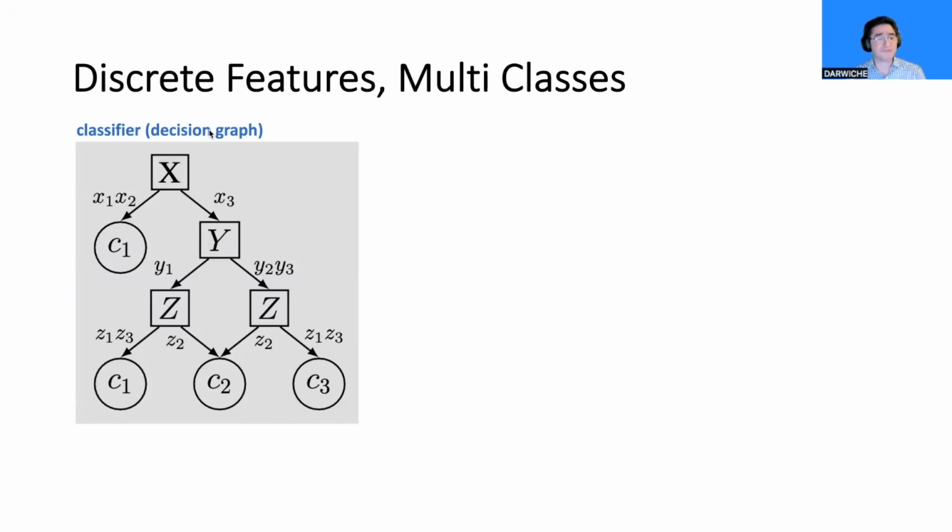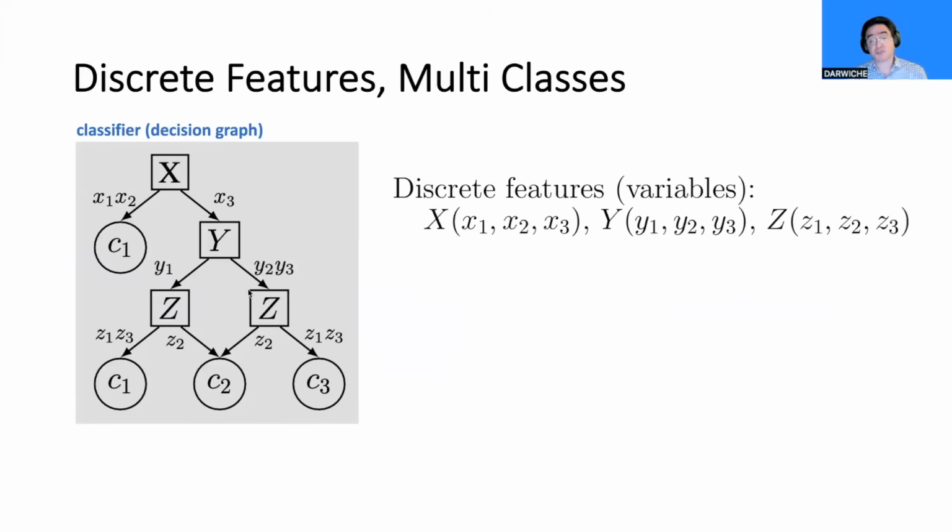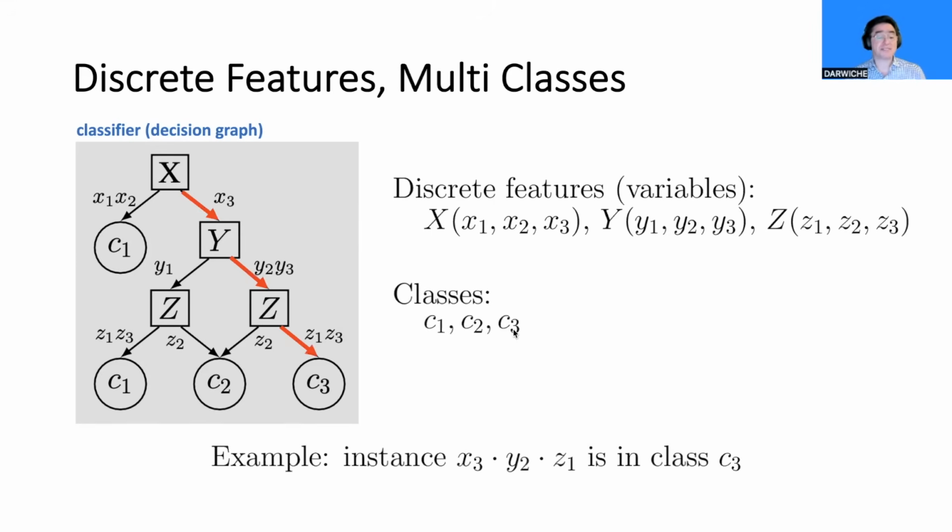This is a decision graph. There are three variables, x, y, z, and they are all multi-valued in this case. In fact, each one of them has three values. These are the three values for this guy, and these are the three values of that guy, and so on. And we also have three classes in this case, C1, C2, C3, and here's an example instance. The feature X has this value, feature Y has that value, and feature Z has this value, and this instance happens to be in class 3.